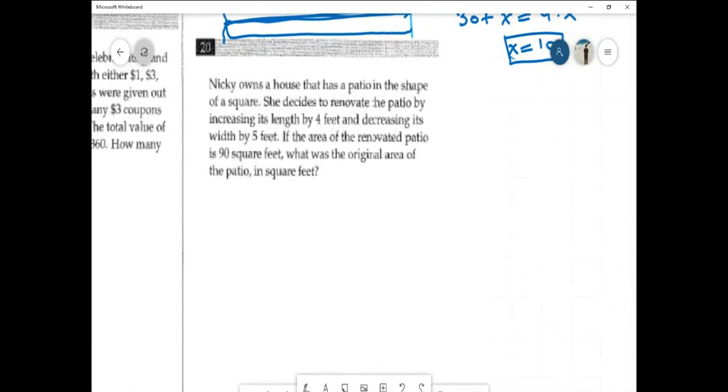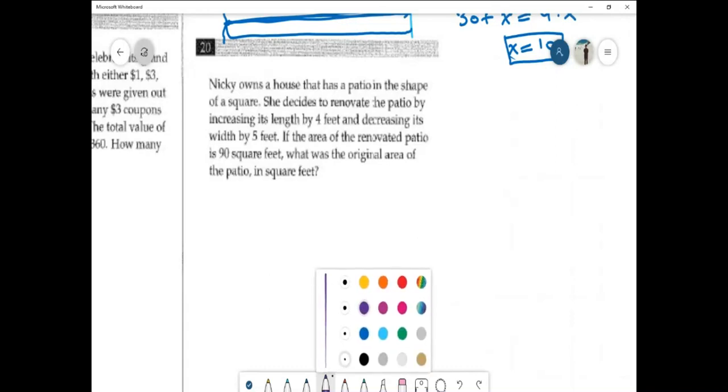Jessica should run 40 yards in order to catch up with Mona.